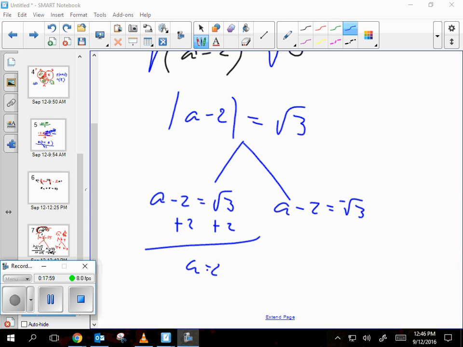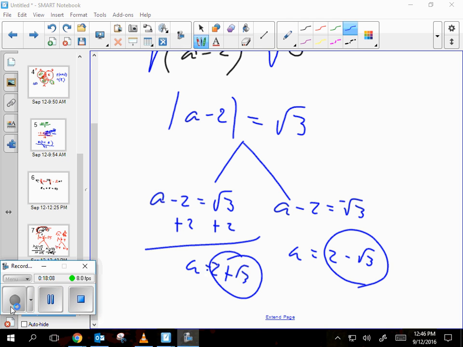A equals 2 plus root 3. And over here we have a equals 2 minus root 3. There are your two answers. 2 plus root 3 and 2 minus root 3. How many of you got it right that time? Much better. Okay, cool. You're getting smarter.